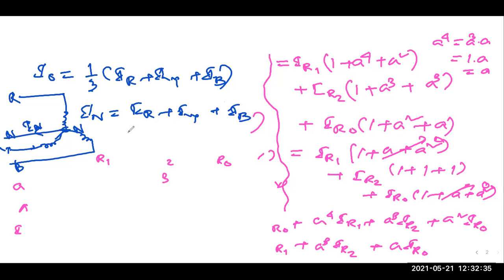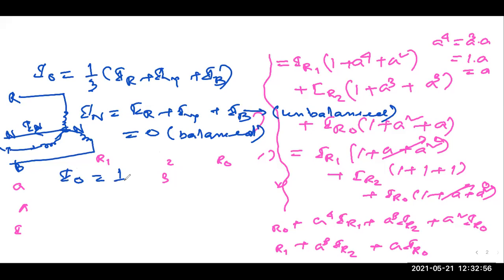If it is a balanced system, this will be equal to 0. And for an unbalanced system, this is valid. Now I naught will be equal to 1/3 of IN. So that means the zero sequence component of current equals 1/3 of the neutral current. This is the proof. Okay, fine. Now we'll move to that slide.